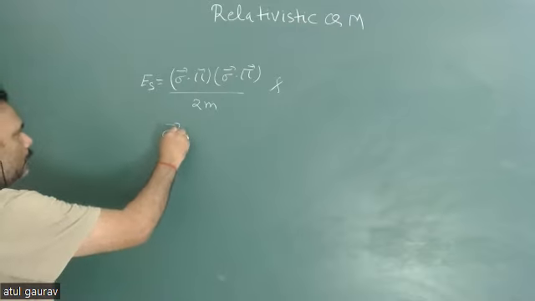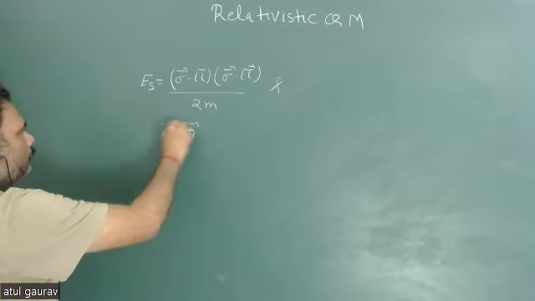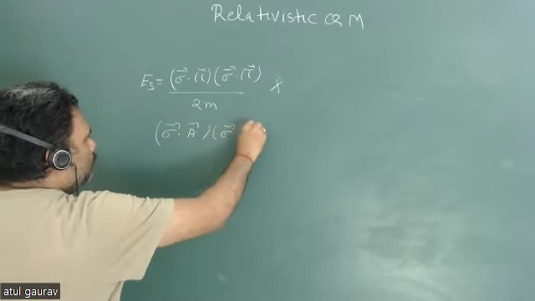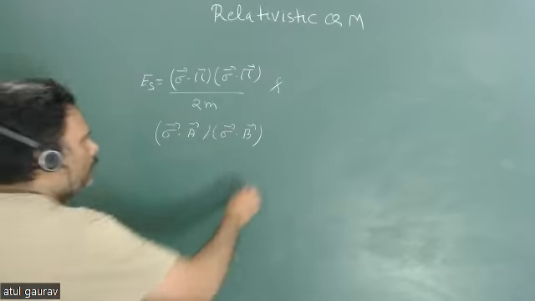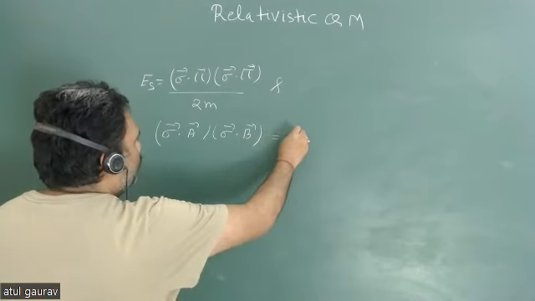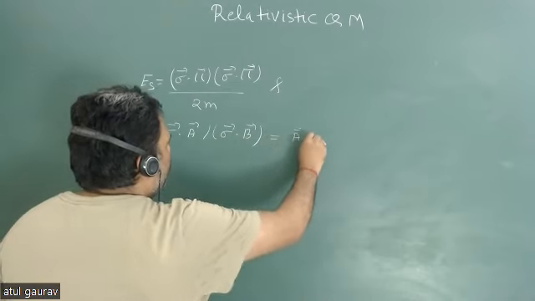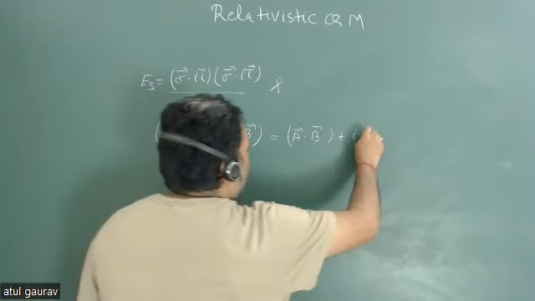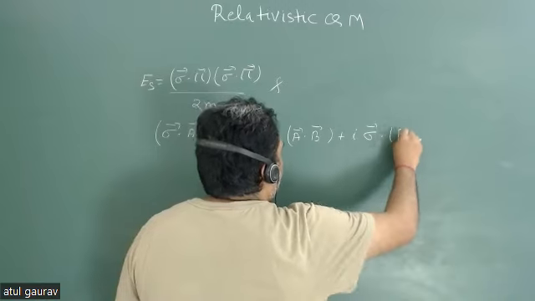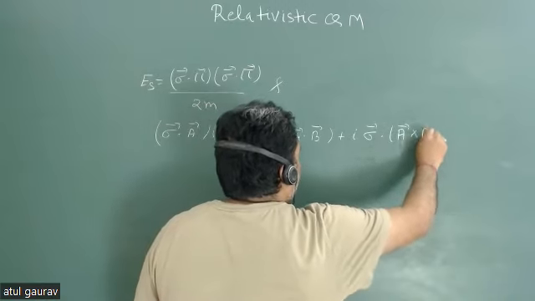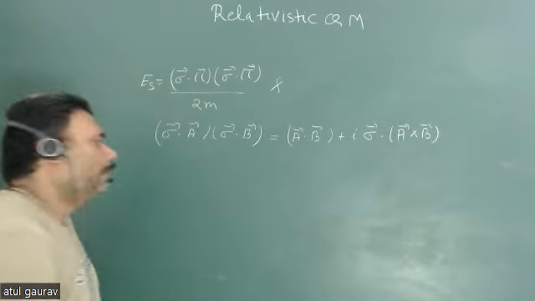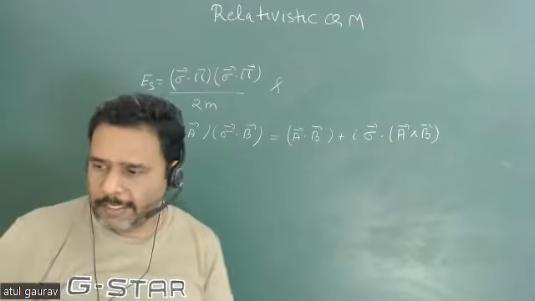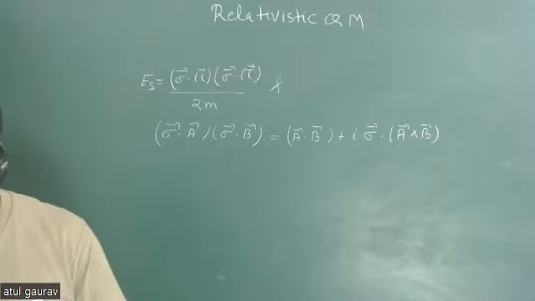So if you have sigma dot a and you have sigma dot b, if you have this thing, then what you will get? You will get a dot b plus i times sigma dot a cross b. So this is one of the very wonderful formulas you can have for Pauli spin matrices. Okay? So you can use it as well.